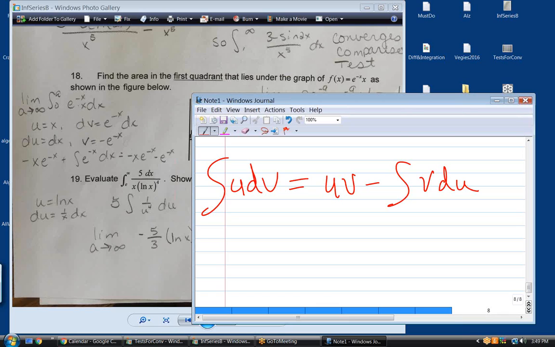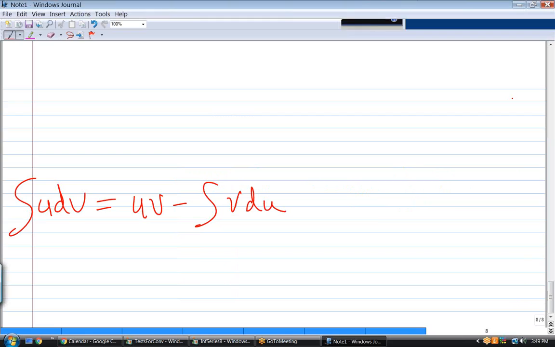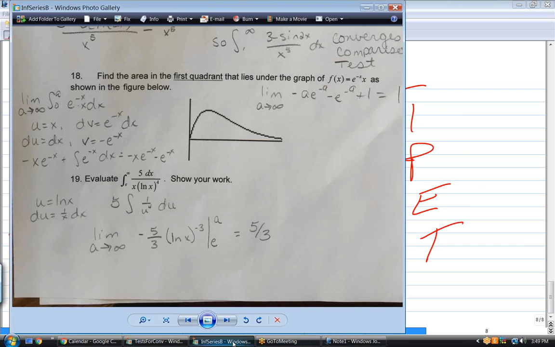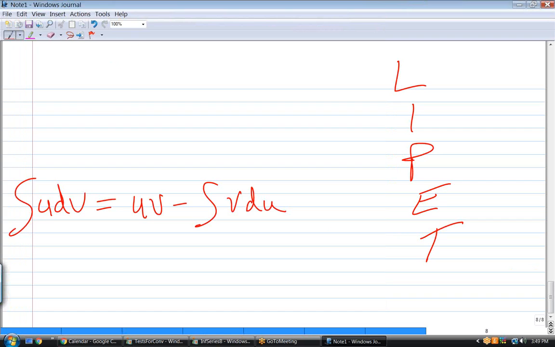Well, the secret is, what do you make u and what do you make dv? And I don't know if you were taught this. We probably did LIPET. LIPET, exactly. I love LIPET. Okay, so logs, inverse trig, polynomials, exponentials, trig functions. Well, in our case, we have e to the minus x times x, e to the minus x times x dx.